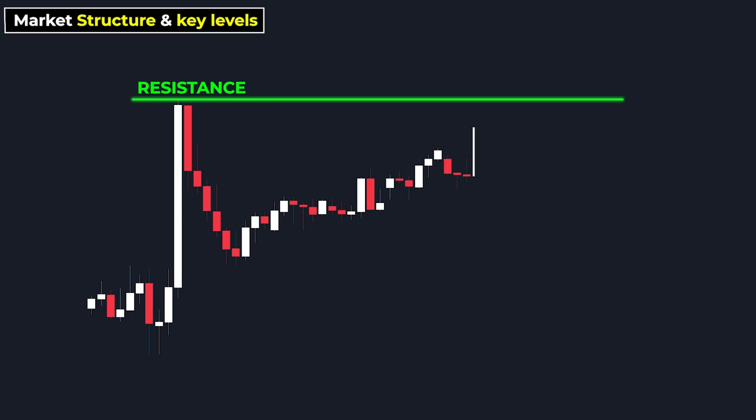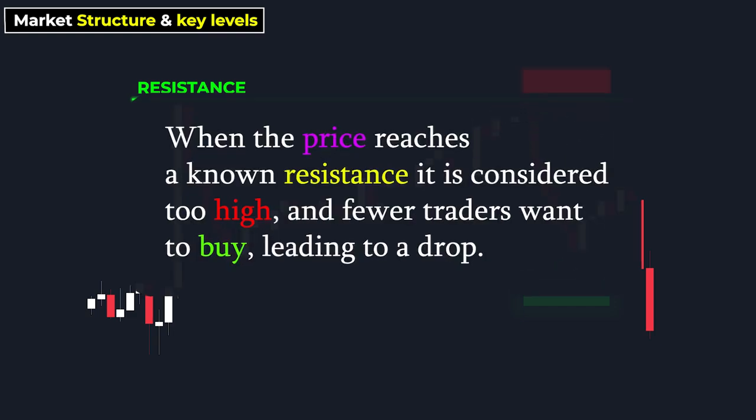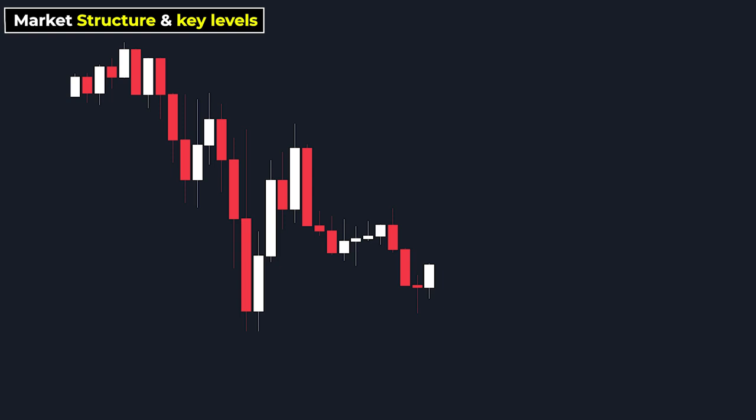When the price returns to this resistance level, it can be a good place to sell, leading to a potential short trade. Why does this happen? When the price reaches a known resistance, it is considered too high and fewer traders want to buy, leading to a drop.